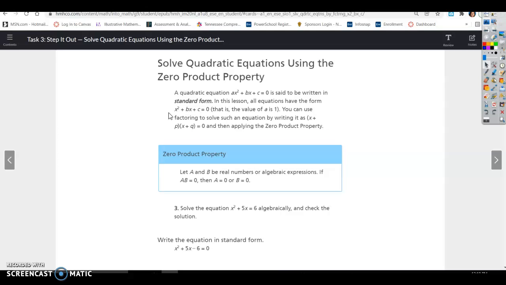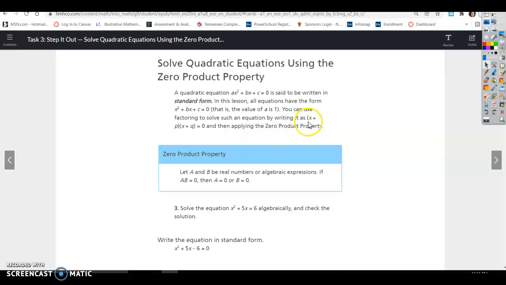So a quadratic equation, ax squared plus bx plus c equals 0, is said to be written in standard form. In this lesson, all equations have the form x squared plus bx plus c equals 0. So that means the a value is 1. So this is going to be the simplest form of these equations. So you can use factoring to solve such an equation by writing it as x plus p times x plus q equals 0 and then applying the zero product property.